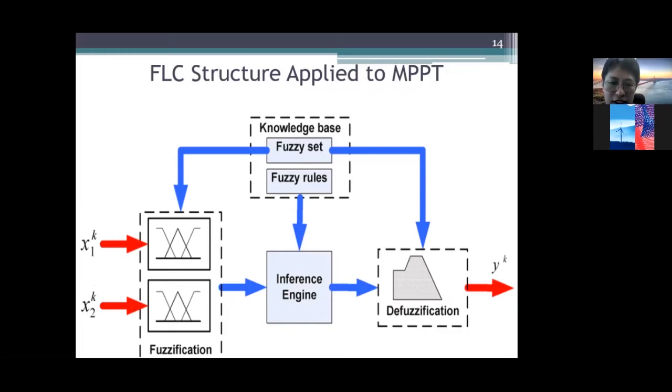Based on my experience as a designer, these fuzzy rules should be tuned, because if you don't tune your fuzzy rules properly, then it will not produce a good output for your maximum power point tracking. So you need to do trial and error, or apply some optimization algorithms, in order to tune the fuzzy set rules properly. So we have the fuzzification, the inference engine, and then the defuzzification, where y of k will be your corresponding duty cycle.